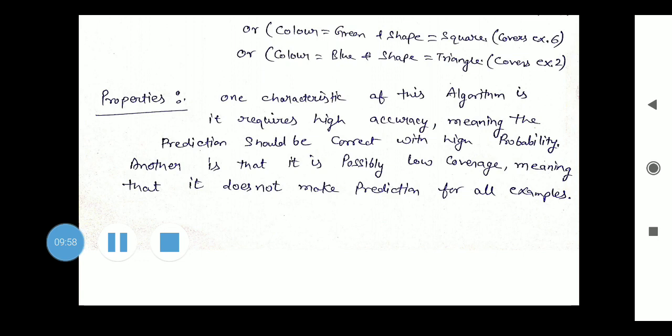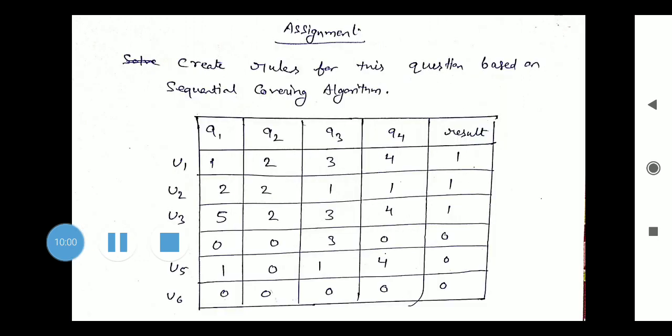Okay, now this is the assignment question. Create the rules for this data set by using the sequential covering algorithm. Okay, thank you very much.